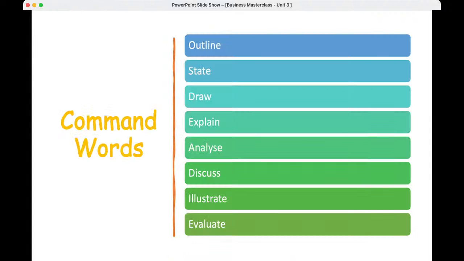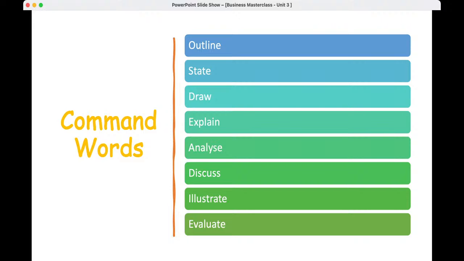And this brings me on to our command words. These are all the command words that you'll see on the business paper: outline, state, draw, explain, analyze, discuss, illustrate, evaluate. As a Leaving Cert student, you need to know these command words, because if the question says outline, it means something different than if it says illustrate. Or if it says explain, that is different if the question then changes to evaluate.